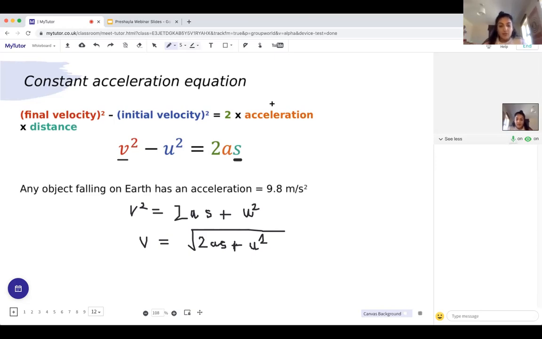Okay, so 9.8 meters per second squared for an object that accelerates on this Earth. So if you drop an object, it's going to have an acceleration of 9.8 meters per second squared. And you will commonly have to use 9.8 for the acceleration in this equation. So if an object is falling, it has an acceleration of 9.8 meters per second squared.